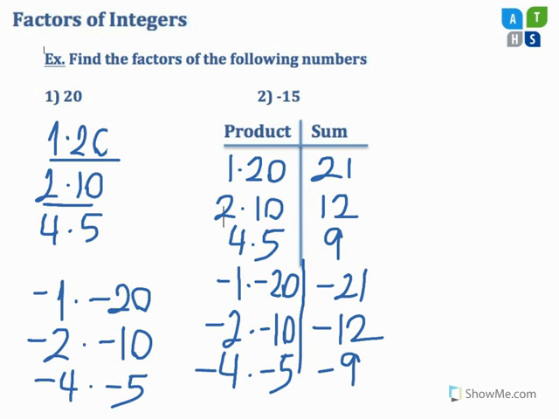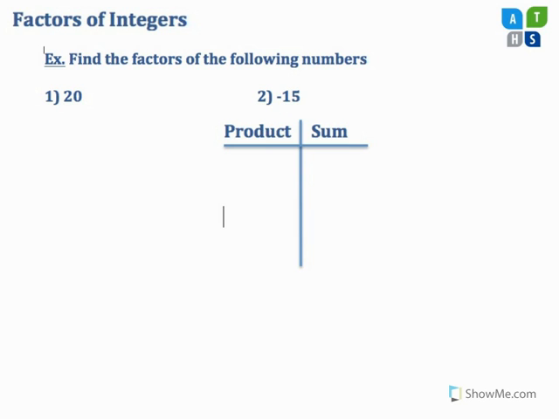We also find the sum of these two factors because we are going to use the product and the sum while factorizing the quadratic expressions, further solving the quadratic equations. Now before that, let's solve for minus 15.